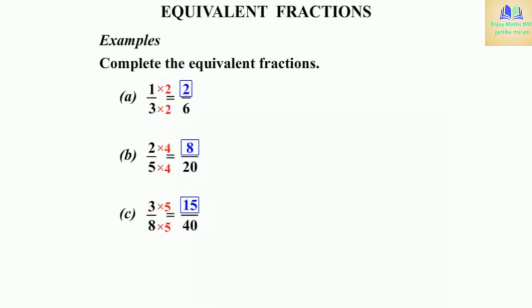The next one, 3 by 4 equals something over 40. Again, looking at our denominators, the 4 we have turned into a 40 by multiplying by 10. If we multiply the bottom by 10, we multiply the top by 10 as well. So, on the top, our numerator 3 times 10 becomes 30.